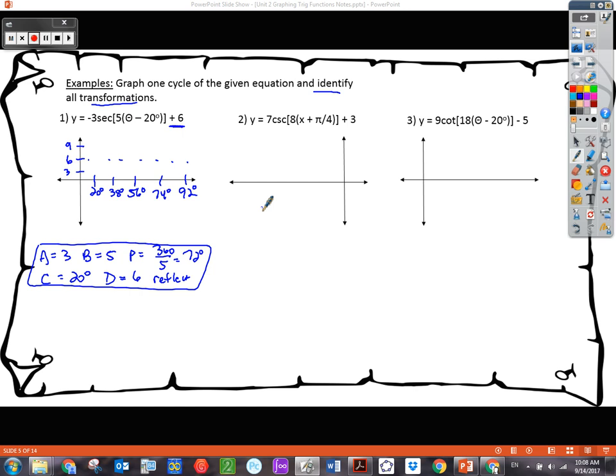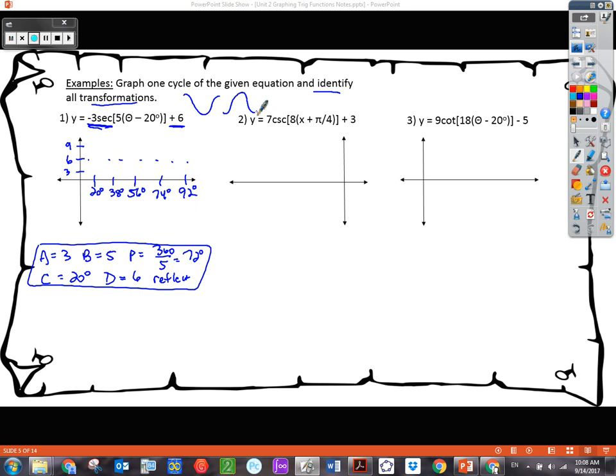Once I get that set, I'm going to draw my shadow cosine, right? Because this is secant, and I'm going to draw my shadow cosine. Now keep in mind, this is a negative secant. So a positive cosine would look like this, right? Just like a U. A negative cosine would be flipped, right? It'd be upside down. So the negative cosine would look like this, right?